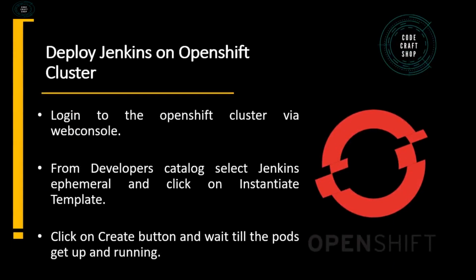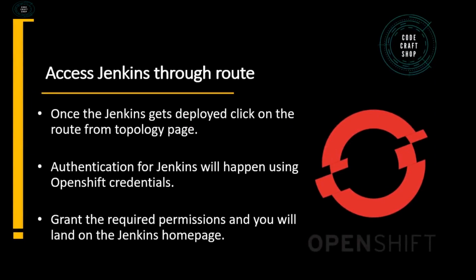So in order to deploy Jenkins on OpenShift cluster we need to log into the OpenShift cluster through the web console, and from the developers catalog we need to select the Jenkins option and then click on instantiate template. In the demo I will demonstrate each and every step. We need to click on the create button and wait for some time till the pods get up and running. Once the pods are up, we can access Jenkins through the route.